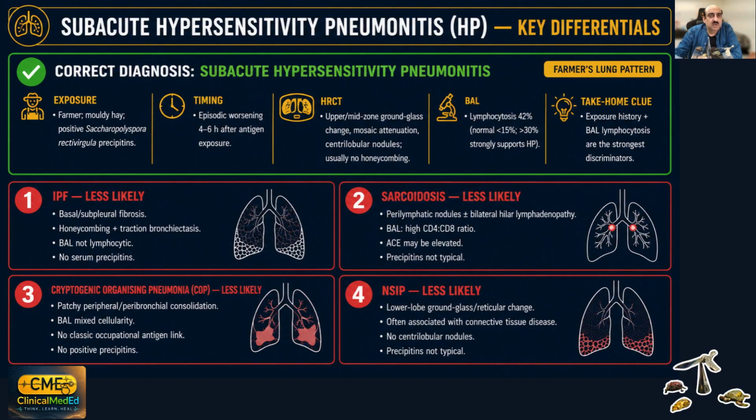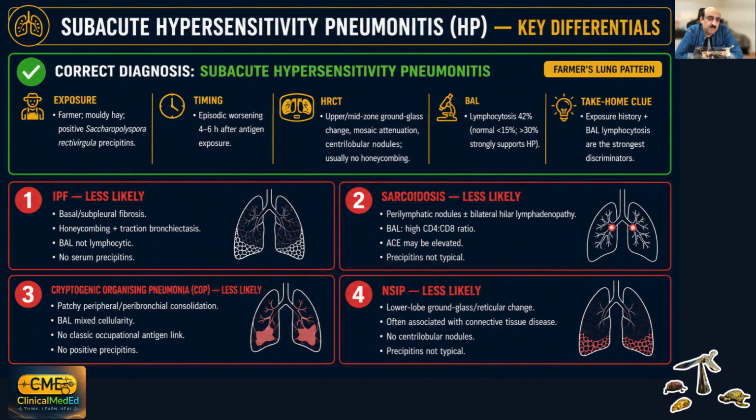And just a visual infographic for better understanding. Correct diagnosis, subacute hypersensitivity pneumonitis, based on the occupational exposure, the timing of onset of the symptoms after exposure, the precipitins, the HRCT findings, the upper zone and middle zone involvement, and the lymphocytic BAL. So that's the key thing.